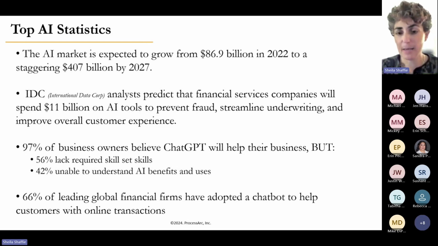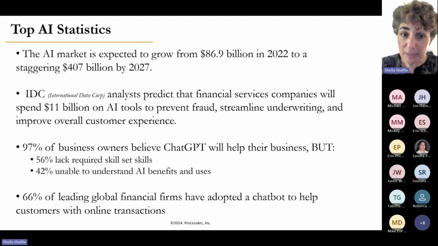Generative AI is not going to go away anytime soon. It's about a $90 billion industry now, and it's going to essentially quadruple in the next 5 years. Based on the International Data Corporation analysis, financial institutions are leading the charge in using AI to streamline their underwriting practices, prevent fraud, or streamline their business processes to provide a better customer experience.